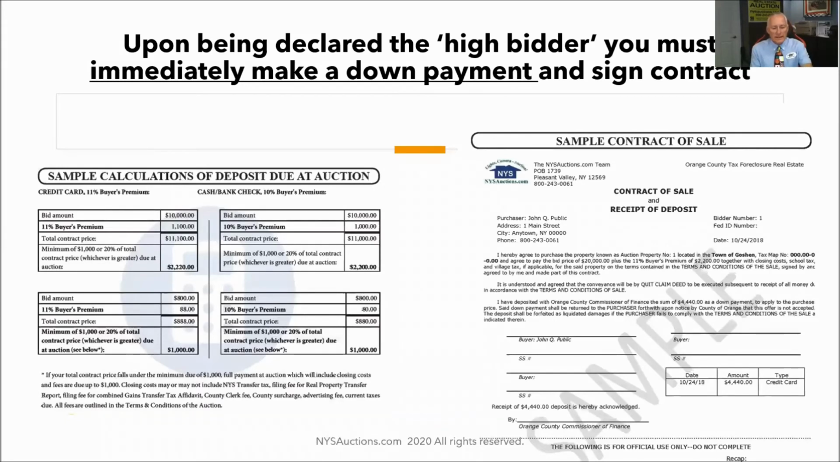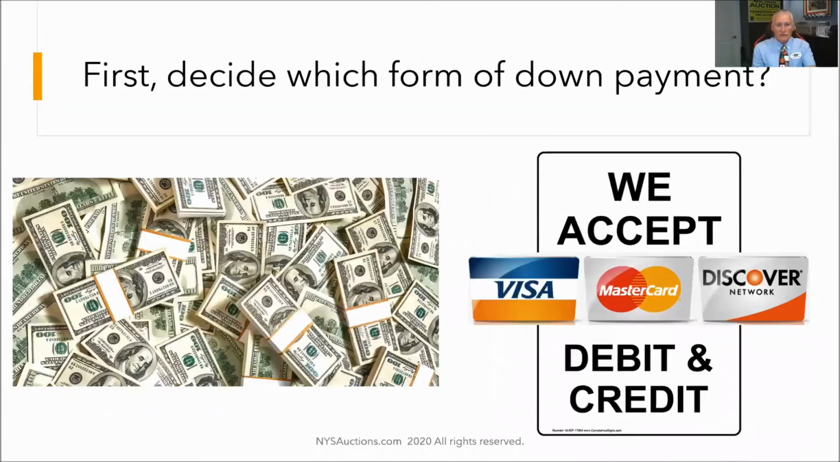Let's get into the down payment calculation and that sample contract of sale. We want you to be aware of what that looks like, and we'll zoom in a little bit closer. First, you want to decide how you're going to make your down payment at the auction. Are you going to use cash, which is also a bank check or a teller check, or are you going to use credit or debit card, Visa, MasterCard, Discover?